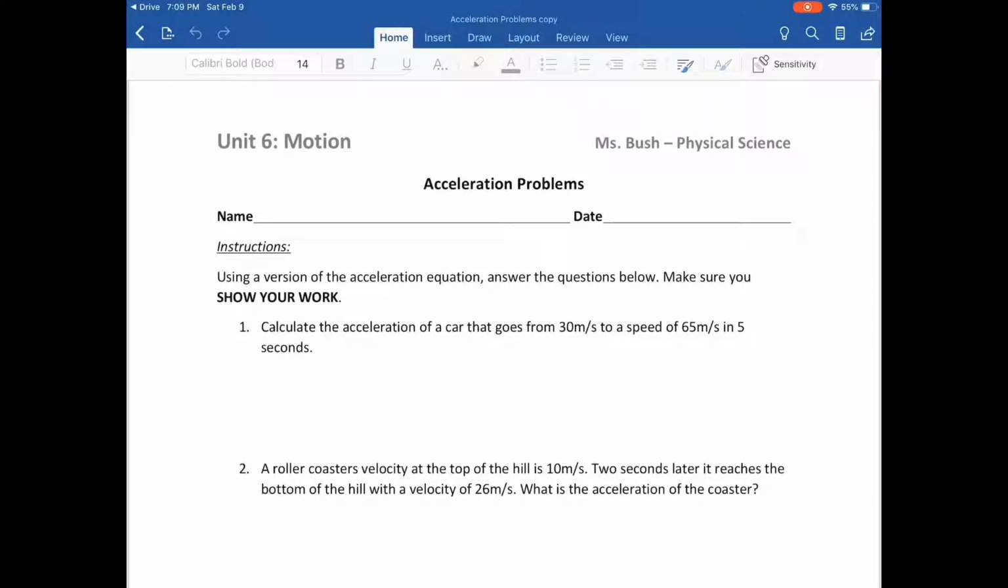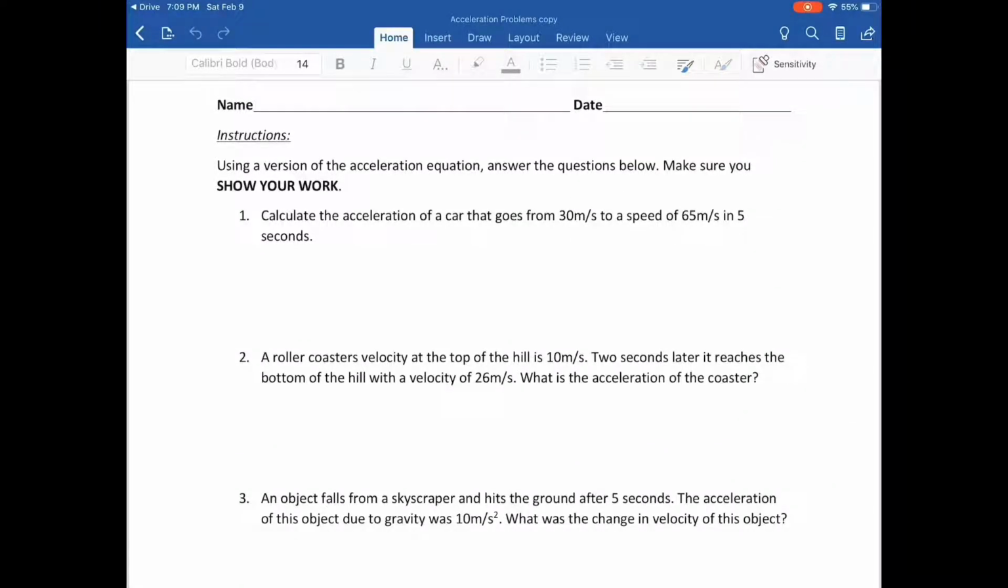So for this video, we're just doing a little bit of homework help on the acceleration problems. If you're stuck and not sure what to do, this is a great place to be because we are going to go through a couple examples to help you out. I'm going to try and go through one of each version of the equation, so then you kind of know what your equation should look like.